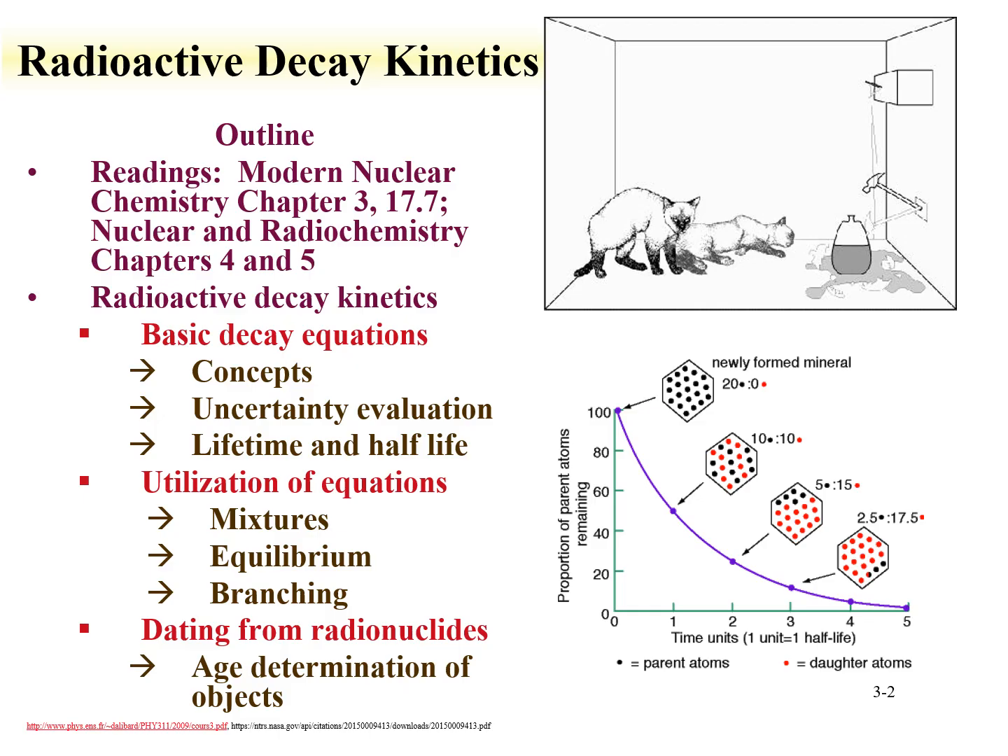The readings for the discussion on radioactive decay kinetics are provided here. Modern Nuclear Chemistry, Chapters 3 and 17.7. Nuclear and Radiochemistry, Chapters 4 and 5.